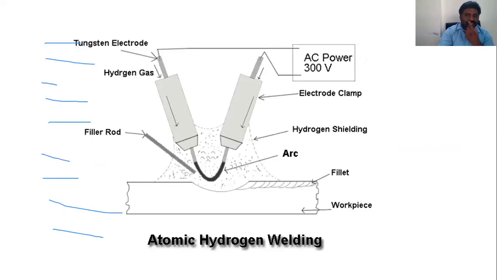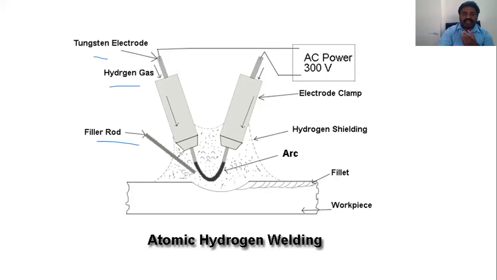See from this diagram once again: the tungsten electrodes, hydrogen gas, two tungsten electrodes, and an AC power supply. As I said, it may be an AC supply of 300 volts, with an electrode clamp, hydrogen shield, and the arc produced here. So the arc is struck between the two tungsten electrodes, with the filler and the workpiece here. This is another diagram.